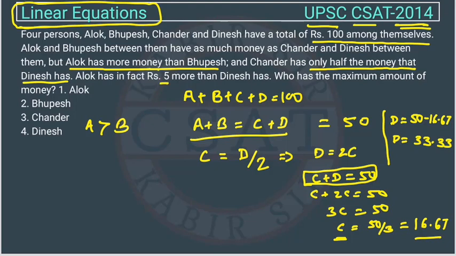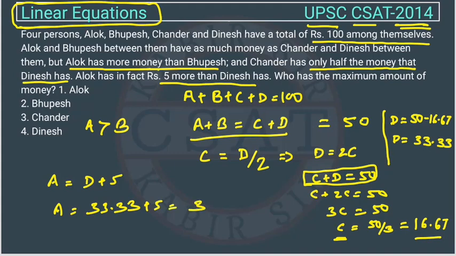Alok has in fact 5 more than Dinesh, right? So A will become how much? D we are having 33 plus 5, so it will become 38, right?